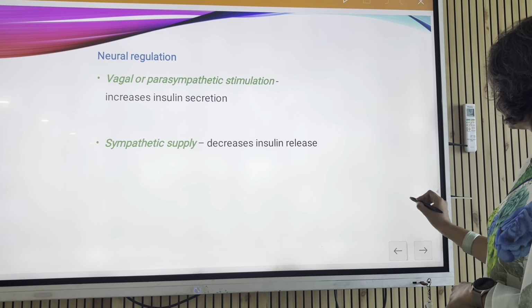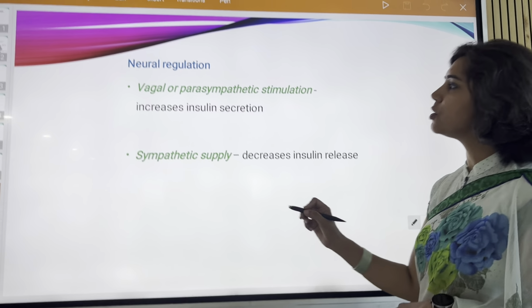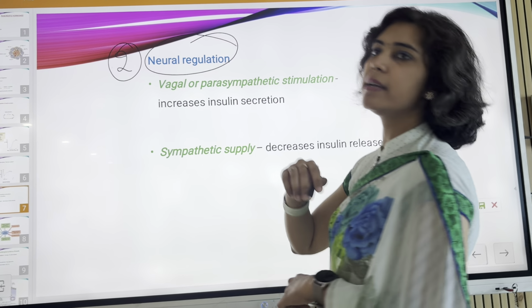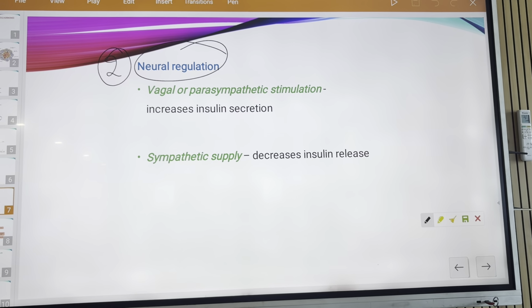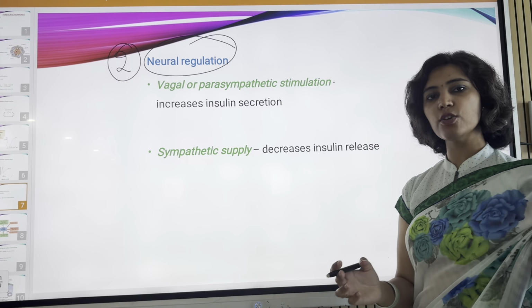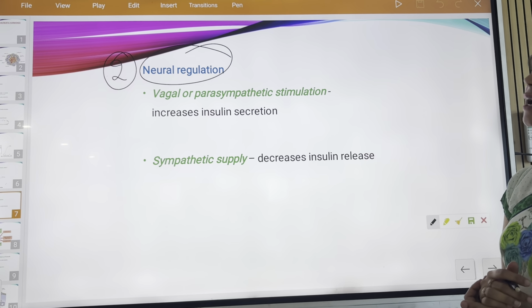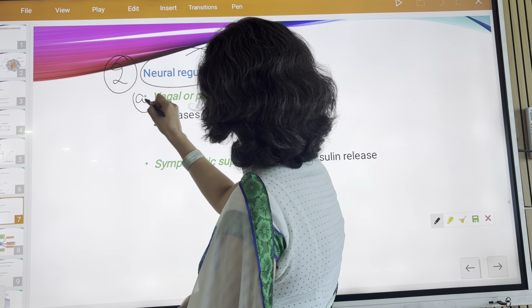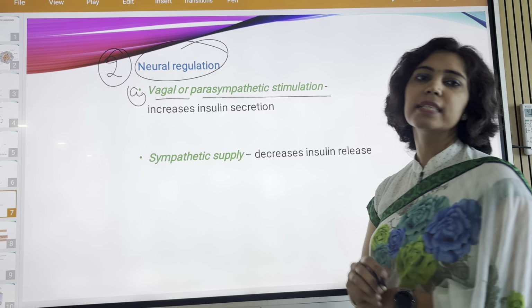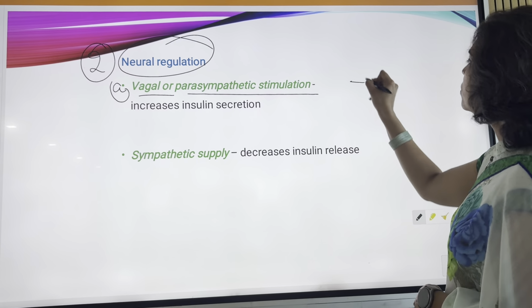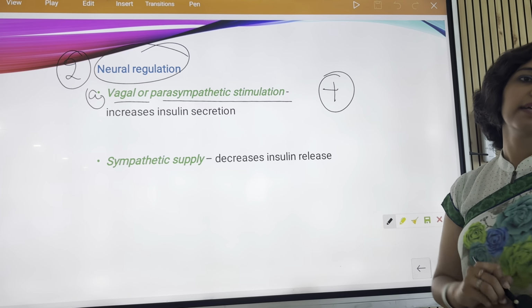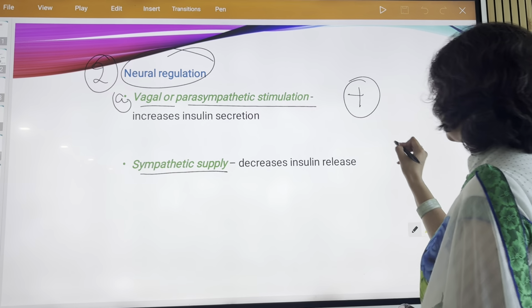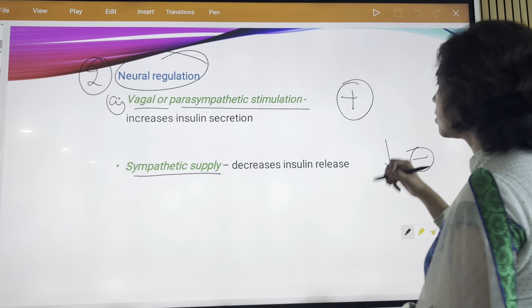Now the next factor that affects the secretion of insulin is neural regulation. So first was the metabolic one that we had discussed, in which glucose was the primary factor affecting the release of insulin. Secondly, here comes the neural regulation. In neural regulation, the first factor is vagal or parasympathetic stimulation. It is going to stimulate the secretion of insulin. Paradoxically, sympathetic supply will inhibit the secretion of insulin.